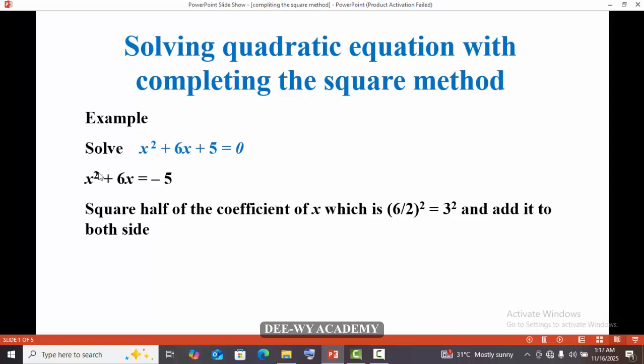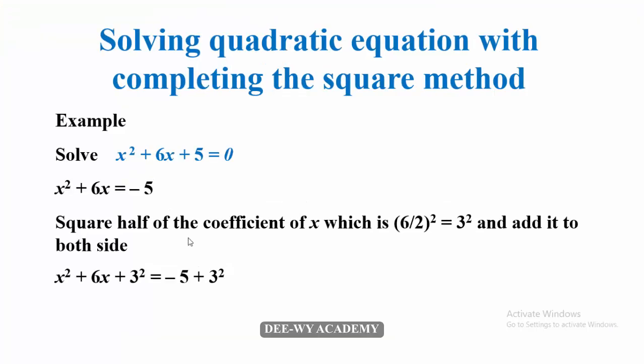This is the first side where you have x squared plus 6x, and this is the other side of the equation. You have minus 5. So when you add it to both sides, you now have x squared plus 6x plus 3 raised to power 2 is equal to, when you add it to this side, you have minus 5 plus 3 raised to power 2. Our intention of adding the square of half of the coefficient of x to both sides is to make this side of the equation a perfect square.